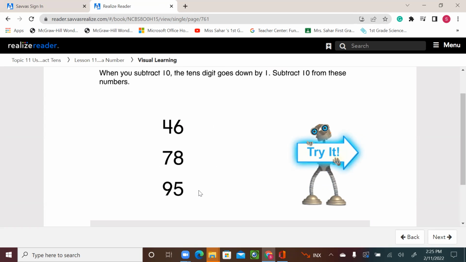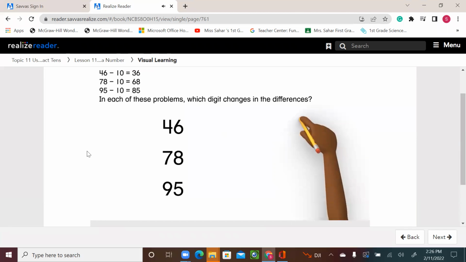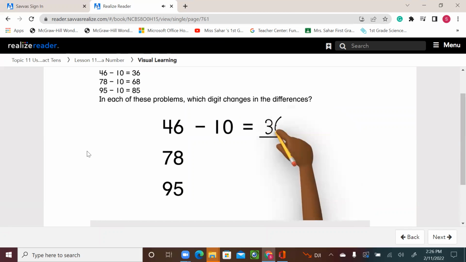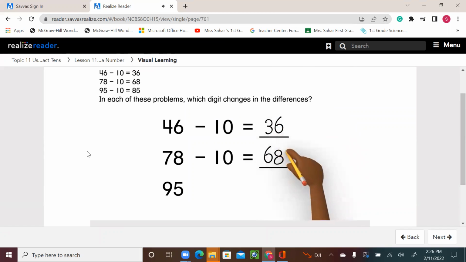So 95, take away 10, take 1 ten from the 90. That's 80, so 85. So 95 minus 10 equals 85. 46 minus 10 equals 36. 78 minus 10 equals 68. 95 minus 10 equals 85.